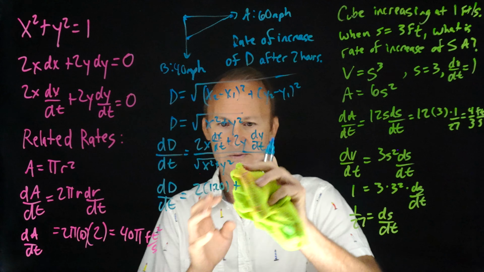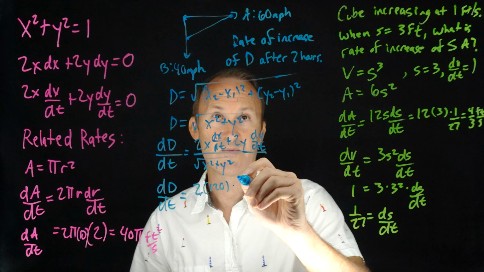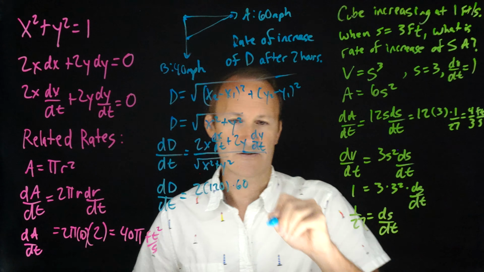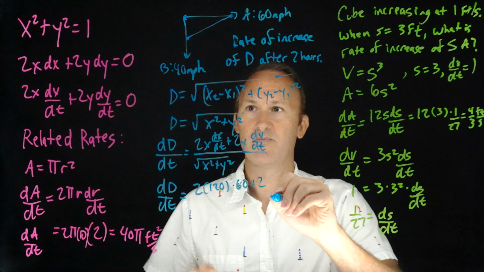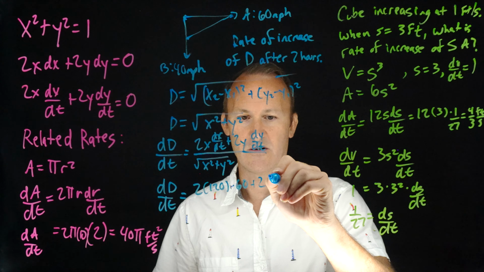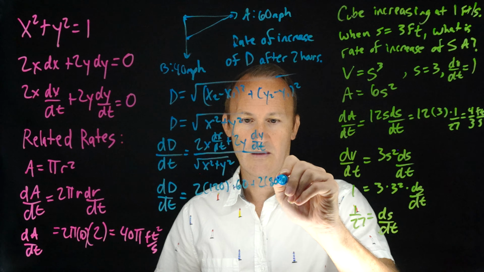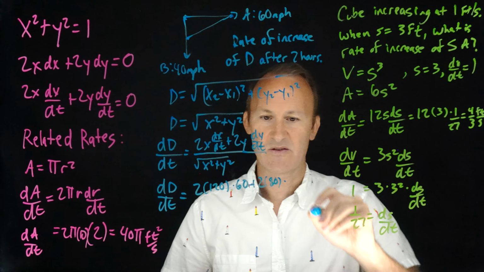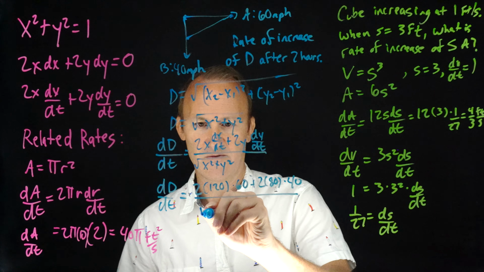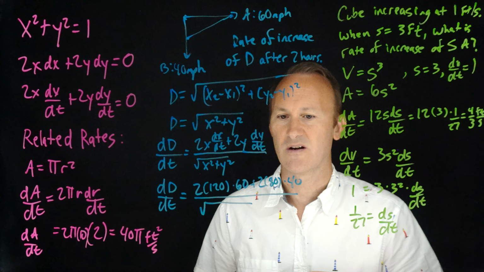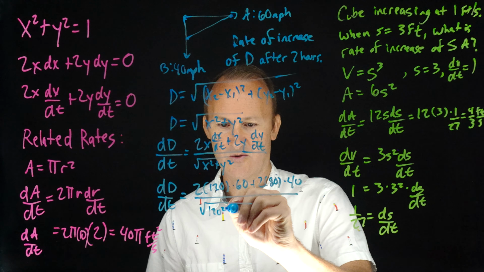And then I've got to put in my dx/dt. So it's going at 60 miles per hour, right? Times 60, because that's the change in the x direction. And then my y would be at the 80-mile marker, because 40 miles per hour, 40 times 2 is 80, times dy/dt, and that's going to be the 40. And that is all over the square root of 120 squared plus 40 squared.